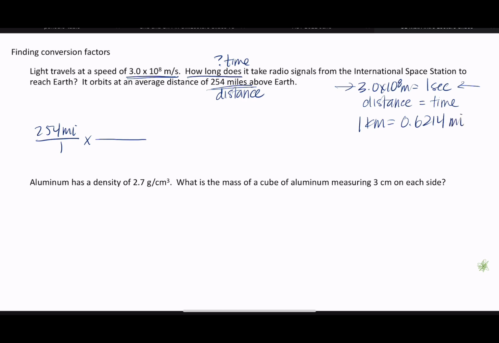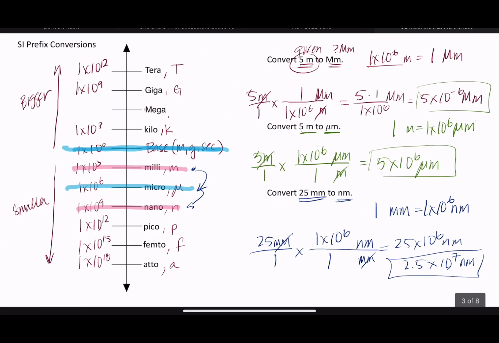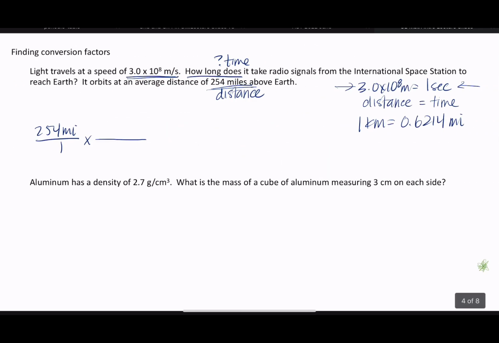I also happen to know, based on this slide, that kilo and the base unit have a 10 to the third relationship, kilo being the larger of those, so 1 kilometer is equal to 10 to the third meters, right? So what can I write in here? I could even simplify this more. I could say 0.6214 miles is equal to 10 to the third meters.